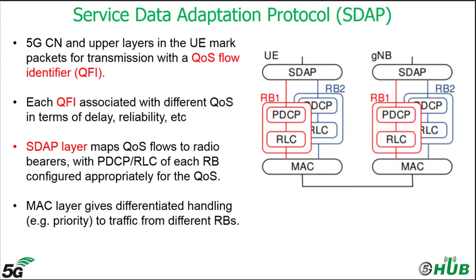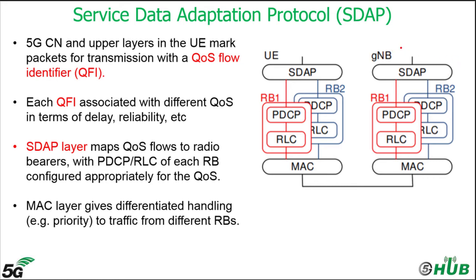So here, the Service Data Adaptation Protocol, or SDAP, is the difference in the user plane architecture compared to LTE, and it's introduced to support the new flow-based quality of service model of the 5G core network. With this new quality of service model, the core network can configure different quality of service requirements for different IP flows of a data session. So the SDAP provides mapping of IP flows with different quality of service requirements to radio bearers that are configured to deliver that required quality of service.